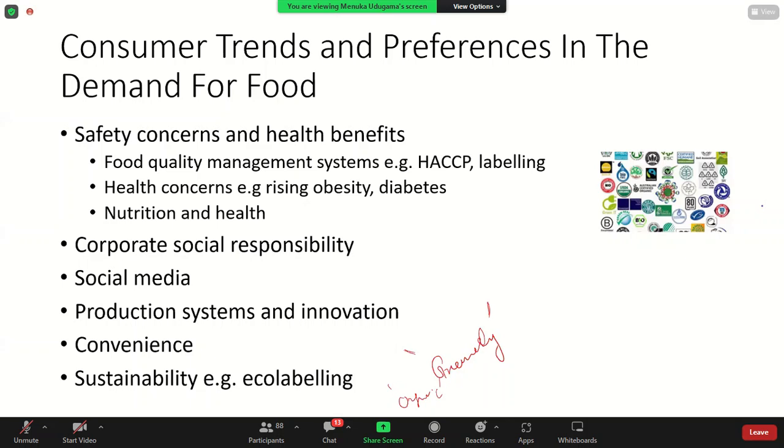Then corporate social responsibility of the industry. On social media, there are a lot of campaigns, advertisements, articles on the nutritional value of certain products, and also new businesses coming up on social media. Lots of new innovations of products, value-added products coming into the market. Convenience is also very important. And then we talk about sustainability and eco-labeling.